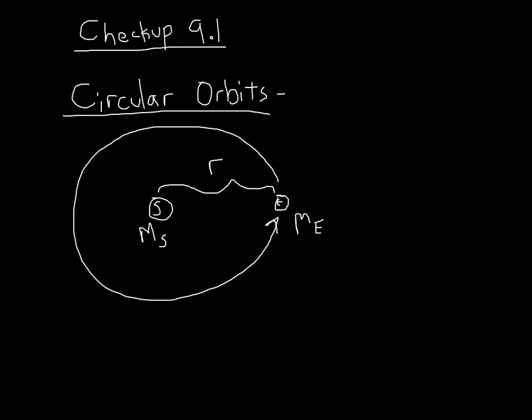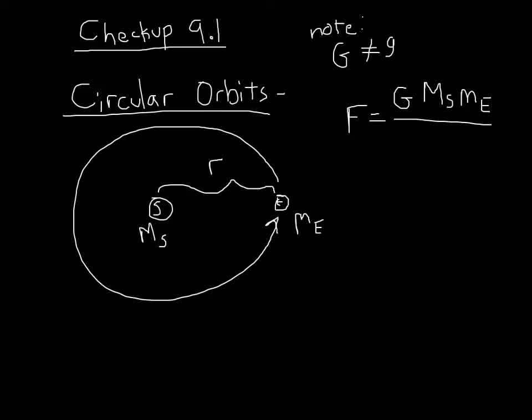And I can calculate the gravitational force that keeps Earth in orbit using this equation. The gravitational force is equal to G. This is big G, the universal gravitational constant. Take note that big G is not the same as little g. So this is not 9.8. It's a number you go and look up in a table. So big G times the mass of the sun times the mass of the Earth, all divided by their separation squared. So I can calculate the force due to gravity between the sun and the Earth.